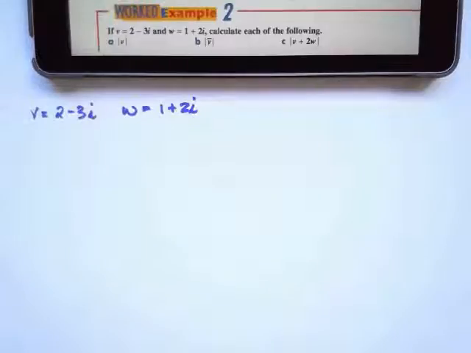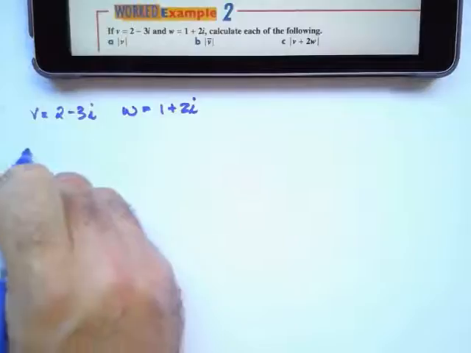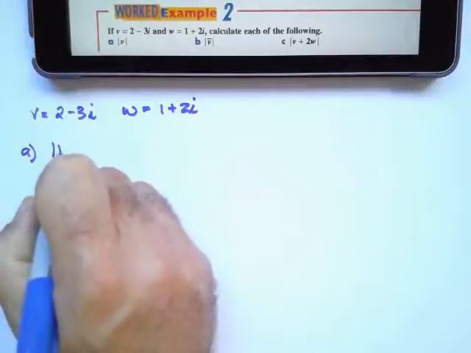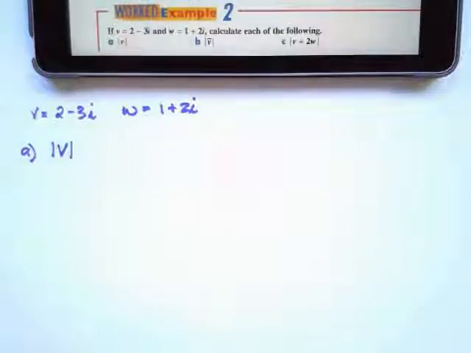If V equals 2 minus 3i and W equals 1 plus 2i, calculate each of the following. The first question is A. So in A, they ask us, what's that?